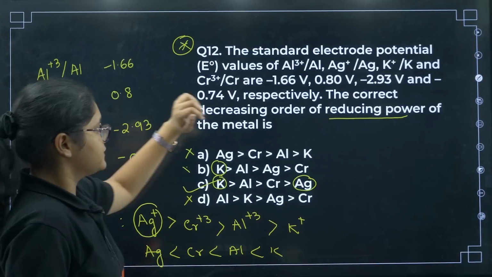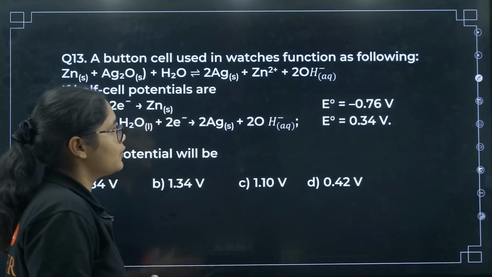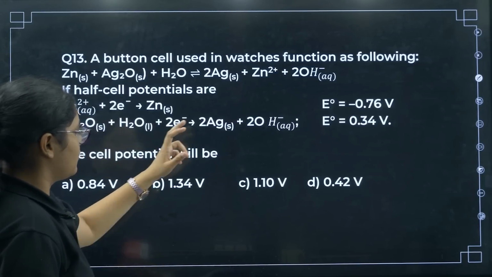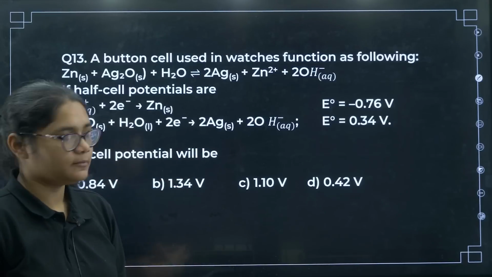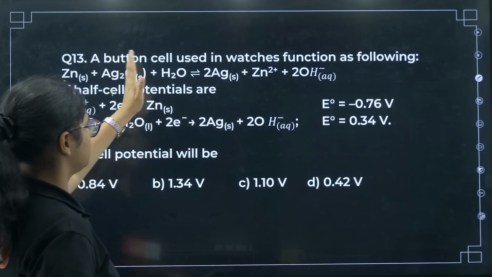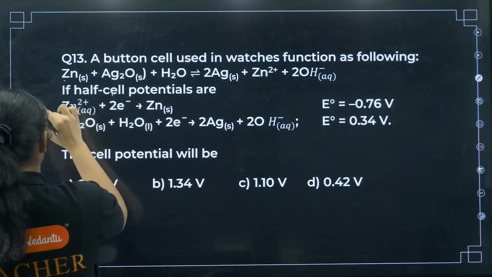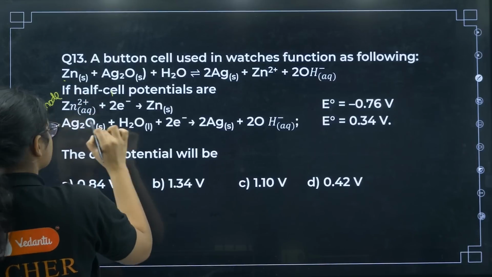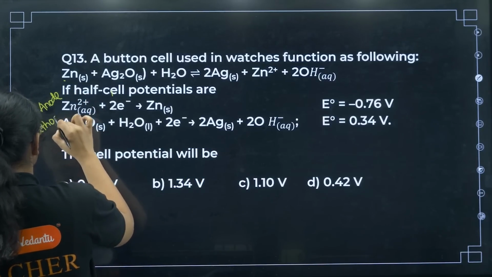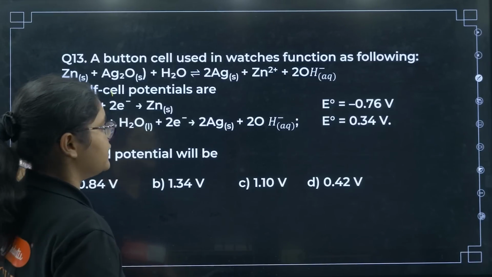Done. Next we have question number 13. A button cell used in watches functions as follows. Half cell reactions, E0 values are given. The cell potential will be, okay, so you can see here that Zn is undergoing oxidation, silver is undergoing reduction. So Zn undergoing oxidation means zinc is the anode, and silver is the cathode. So E0 of cathode minus E0 of anode, right?